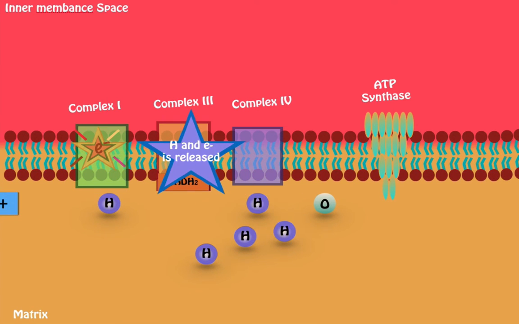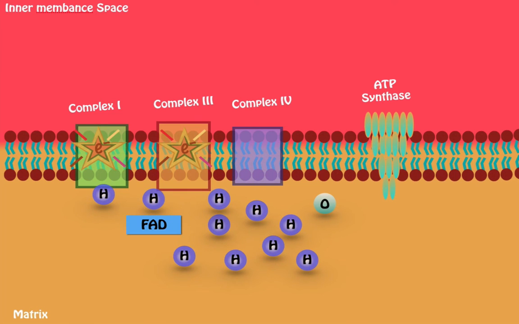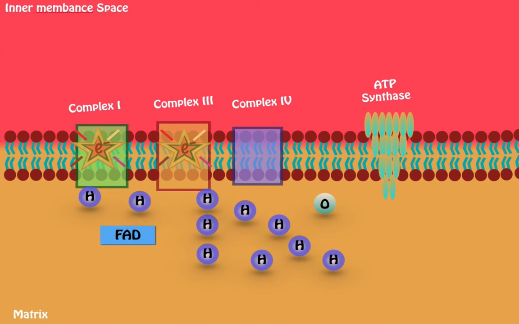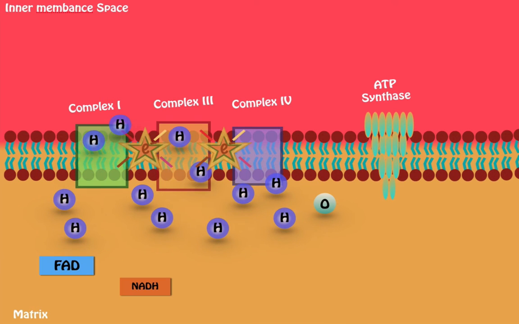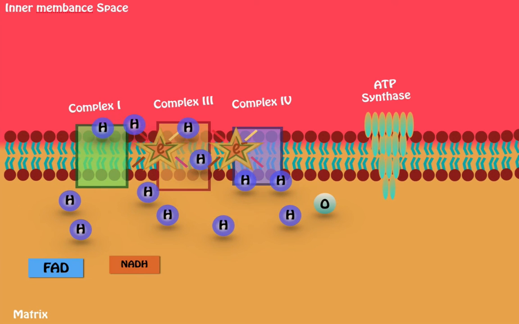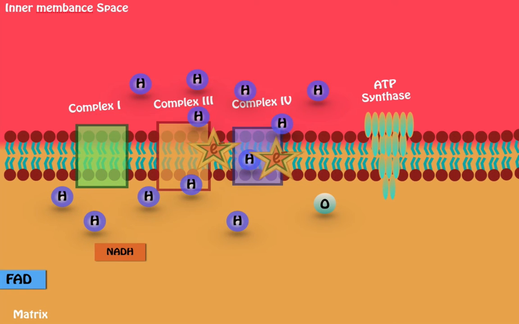FADH2 will do the same, drop off its hydrogen and release its high energy electron. Okay, so now you have your two free hydrogens and the high energy electron. And just like with photosynthesis, these electrons will make their way through the electron transport chain. And as they do, they're releasing their energy to push hydrogen ions into the inner membrane space, right?